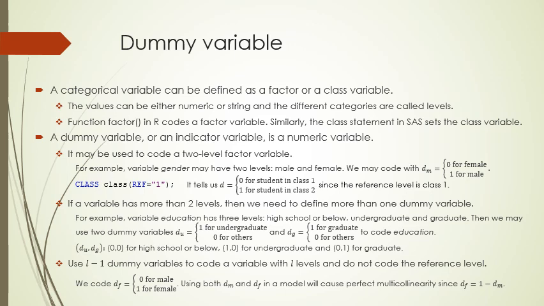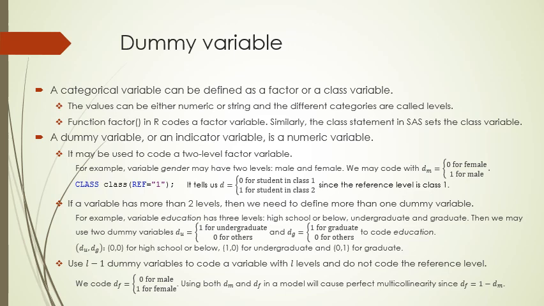For example, the students from two classes, class 1 and 2, can be described by a variable whose value is 1 or 2. The values are numeric, but the numeric values 1 and 2 don't have any mathematical meaning, and the variable is actually a factor or class variable that has two levels.